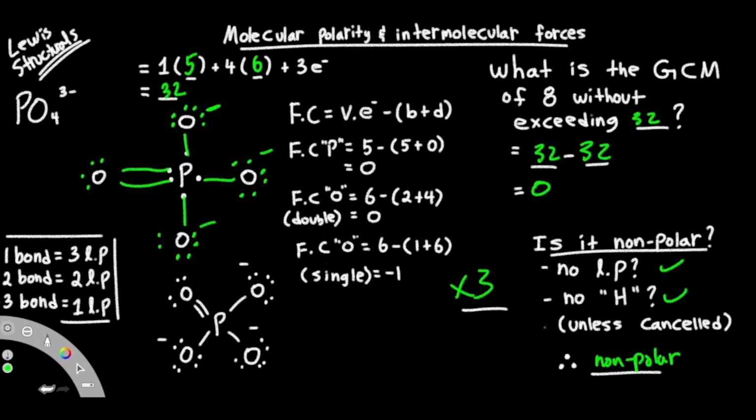Do not forget to make sure that you have your vectors. So this oxygen is more electronegative than the phosphorus, so it's going to go in that direction. Same thing with this one, same thing with this one, same thing with this one.